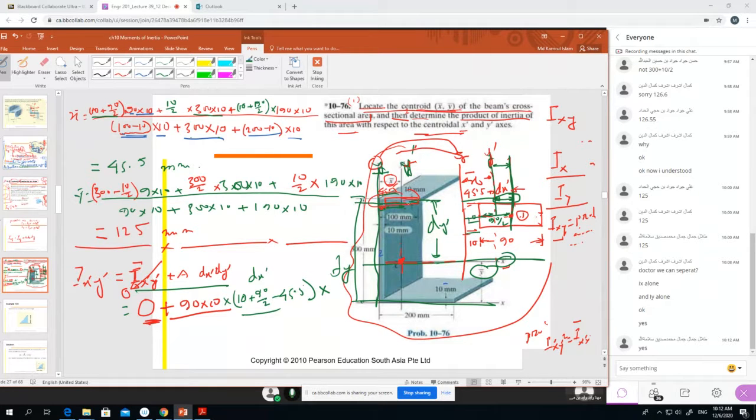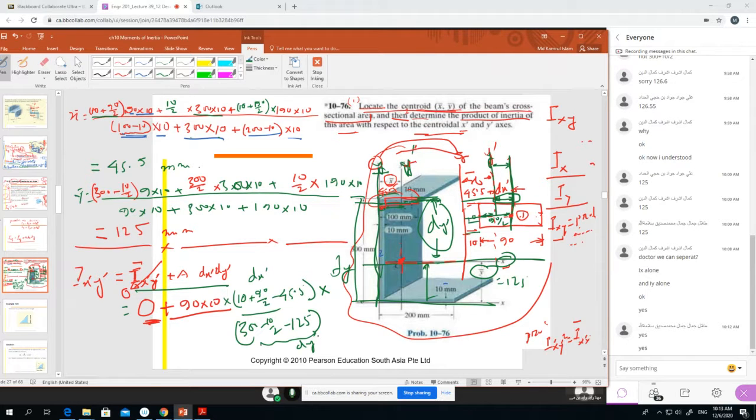What is this distance? It is 300 minus 10 by 2, because we want just the middle. So the total is 300 minus 10 by 2, minus 125. We have 125 up to there, then we will get this distance. So minus again 125. This is the dy. Now clear? Tell me, please. Dy clear? It is dy prime.